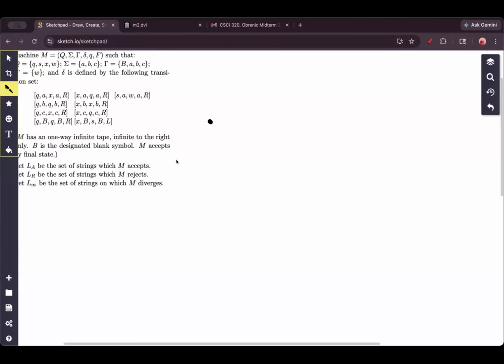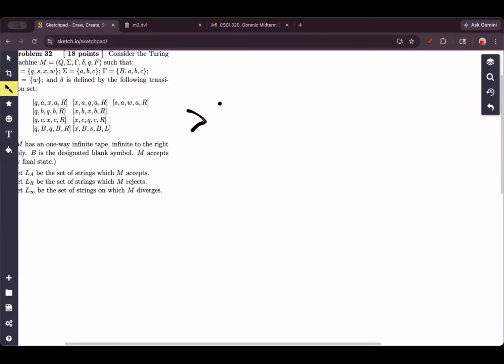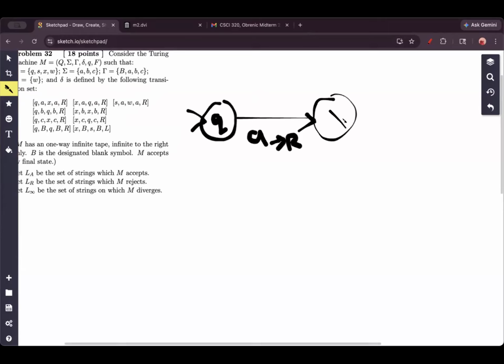So let's start off. We got state Q. From Q, if you see A, you go to X and keep it at A, turn right. If you see a B, you loop and then turn right. If you see a C, you also go to X. And if you see a blank, you loop.